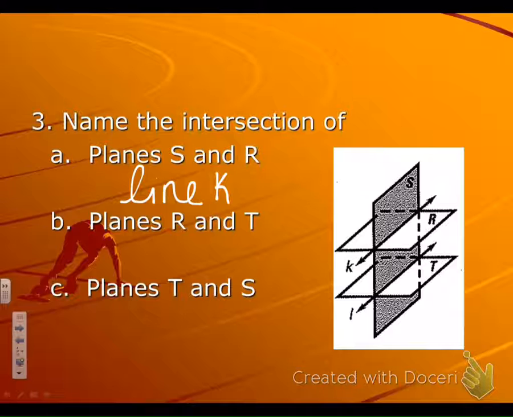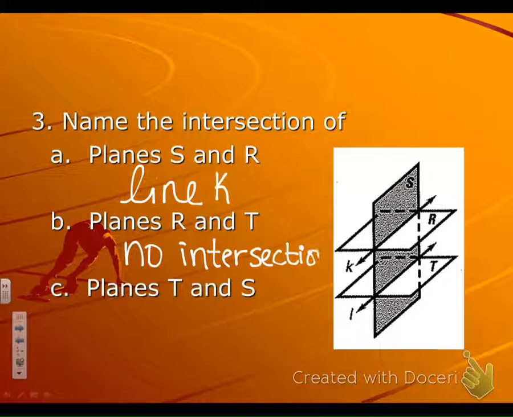Alright, then we move on to part B. For part B, we are looking at planes R and T. To me, R and T kind of look like the floors of a building, right? R and T, those are the floors. The floors are not touching each other. They don't intersect. So for this, we would simply say that there is no intersection. They do not ever touch each other. We would refer to those as parallel planes.